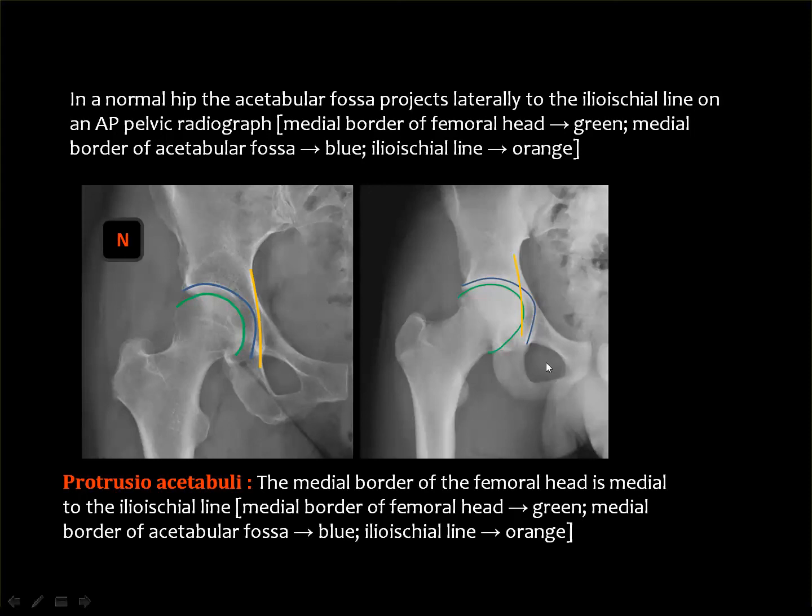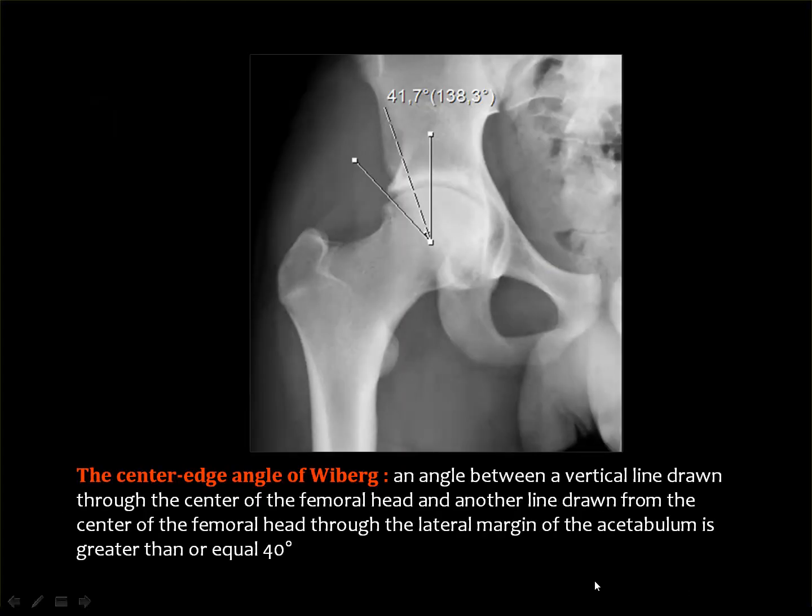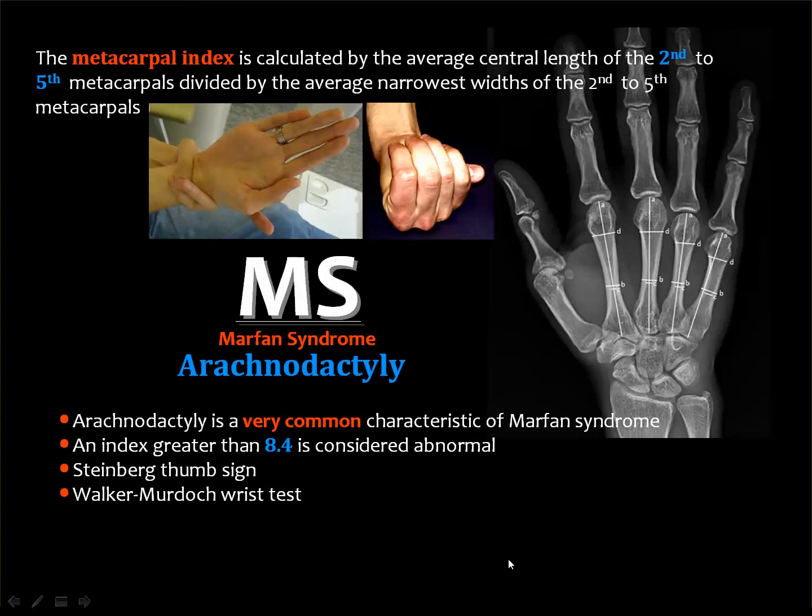In cases of protrusio acetabuli, the acetabular margin as well as the femoral head may touch or extend more medial beyond the ilioischial line. Also, because of this, you got more coverage of the femoral head by the acetabulum, similar to the pincer type of femoroacetabular impingement.